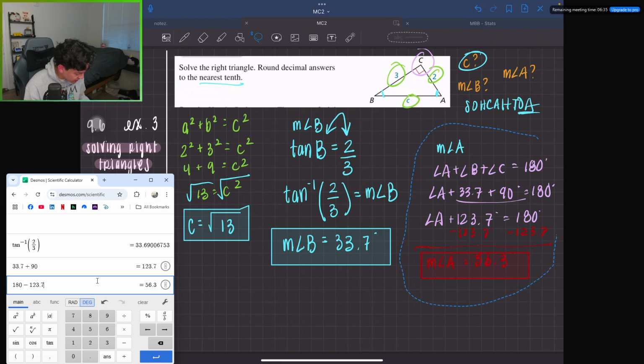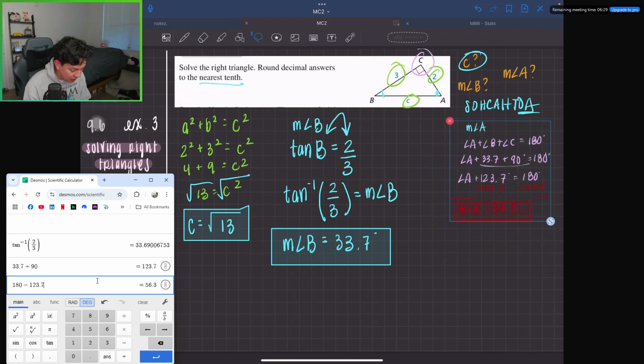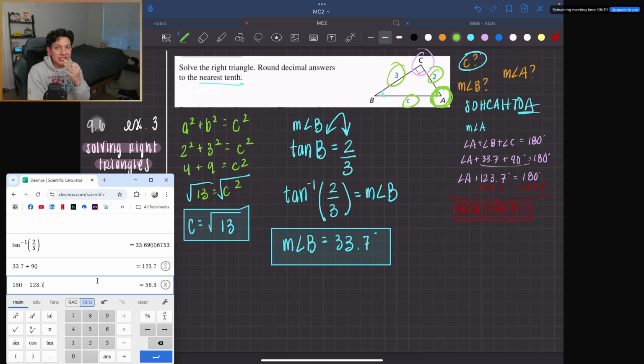But let's just say, for example, we totally forgot about the triangle sum theorem, right? And we wanted to use an inverse ratio instead. So let's take a look at that, okay? If I wanted to find the measurement of angle A right over here, let's not use tan this time. Let's try something like the sine of something. Okay, so let's write it out first.